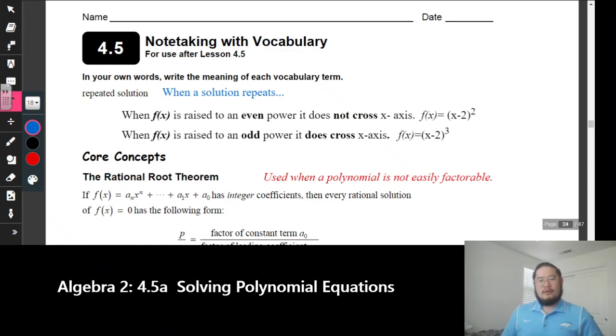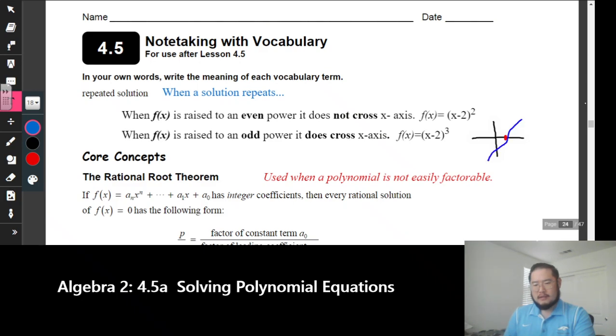So, the next scenario right here is when f of x is raised to an odd power. That means that the function will actually cross the x-axis at that point. So in the example shown, if f of x is equal to x minus 2 to the third power, you're going to have 3 repeated solutions. And so what that means right here is that at positive 2, your function will actually cross and do something like this.